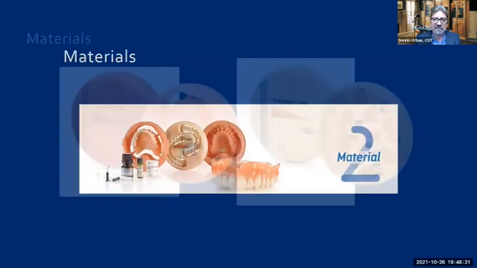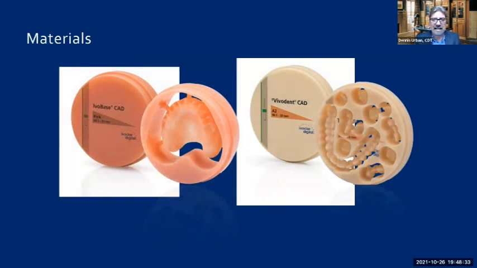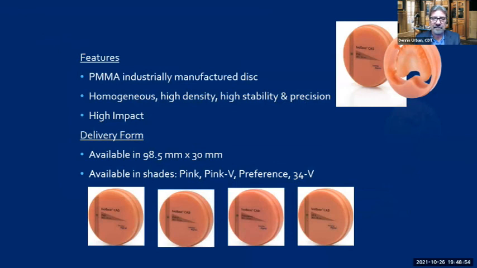So some of the materials that are used for this: there's something called the Ivobase CAD, which is the actual base. And this is actually the Ivobase material that was used for regular analog dentures, only in a puck form. And then you have the Vivadent CAD, which is a tooth material. So if you don't want to utilize the carded teeth, you can utilize the CAD material, and it comes in various shades. It's the same material that's utilized for the carded denture teeth. So it's a PMMA material. As far as the gingiva goes, it's homogeneous, high density, high stability, and precision, and high impact.